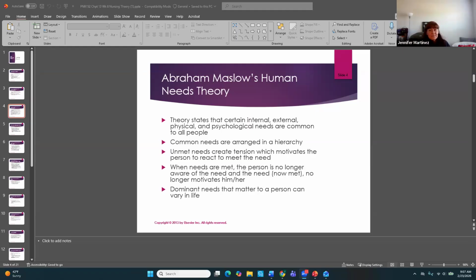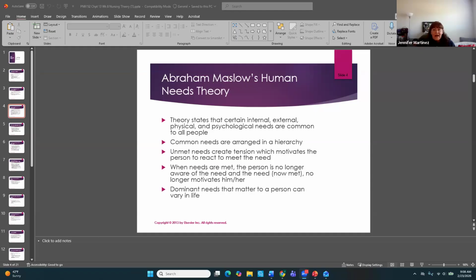What are those basic needs? Making sure that their psychosocial and psychological needs are met, like their housing, food, water. Yes, like the love, belonging, self-esteem. So the basic needs: oxygenation, nutrition, elimination, right? Safety, rest, hygiene, right? Those are the basic needs that everybody has.